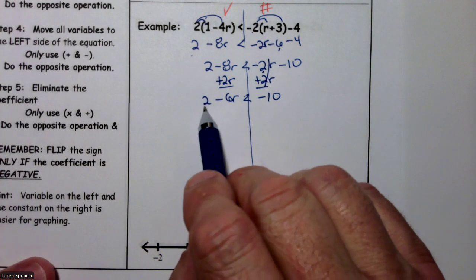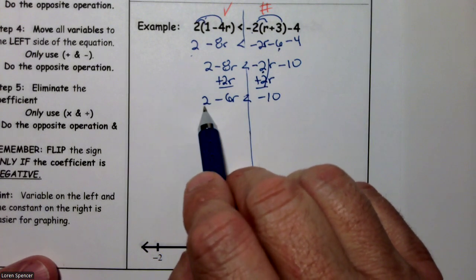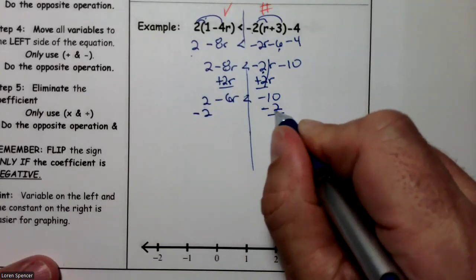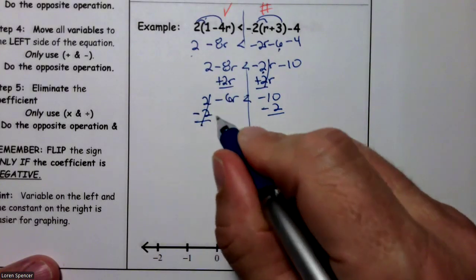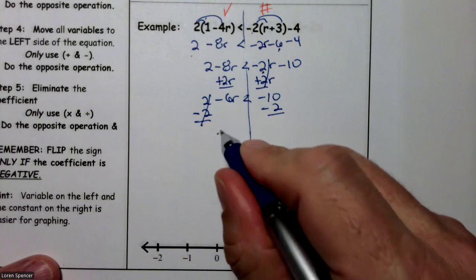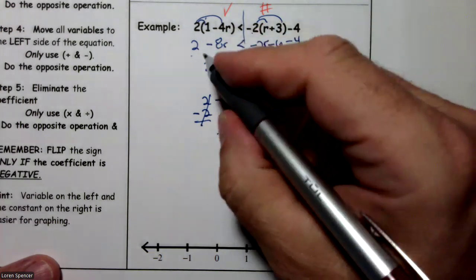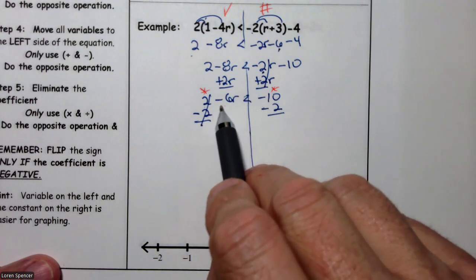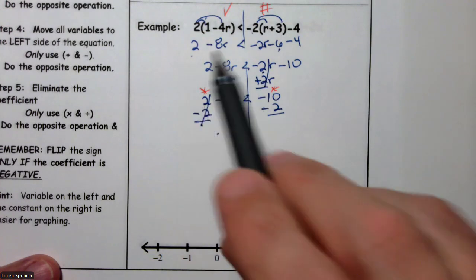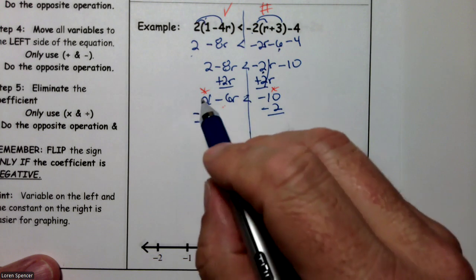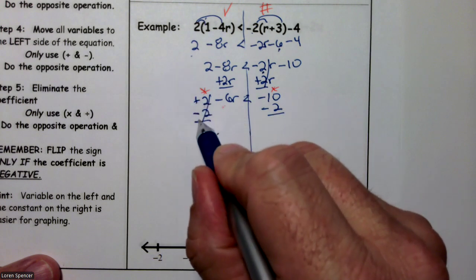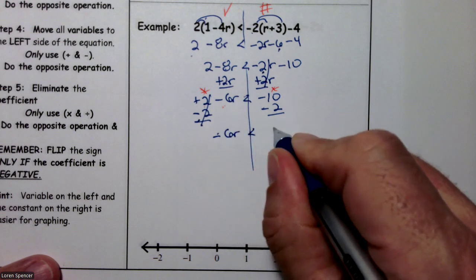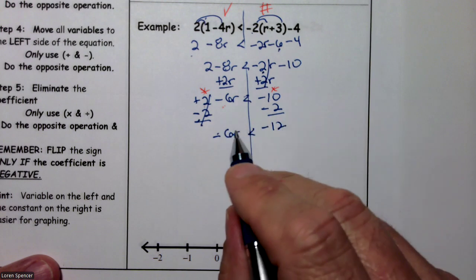The next thing I need to do is move this 2. Well, this is a positive 2. In order to move it, I need to do a negative 2. And oh, I should back up real quickly. I have constants, and these are my constants. And I need to isolate that variable. So I need to move the constant closest to the variable, because this is a plus 2, so I do it by a minus 2. So I have negative 6r is less than negative 12.